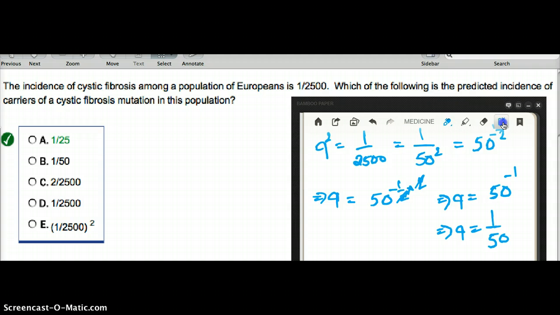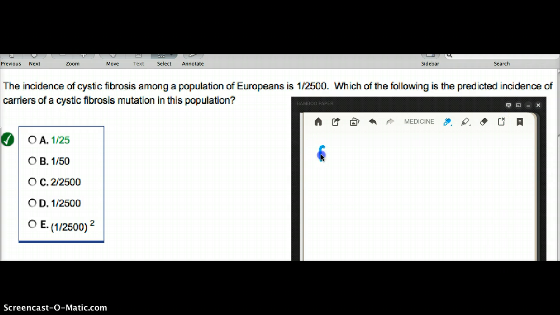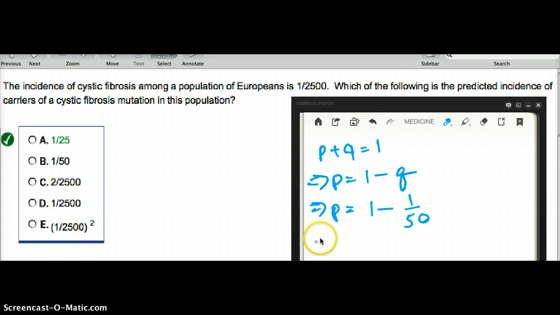Let's find the value of p. So p plus q is equal to 1, so p is equal to 1 minus q. So p is equal to 1 minus 1 over 50, which is 50 minus 1 over 50, so 49 out of 50. So that's the value of p. Now we have the value of p and the value of q.